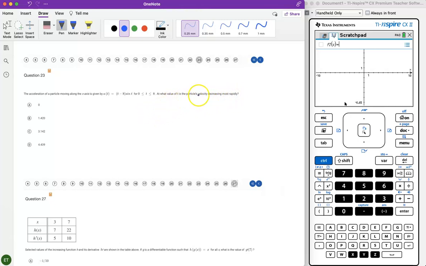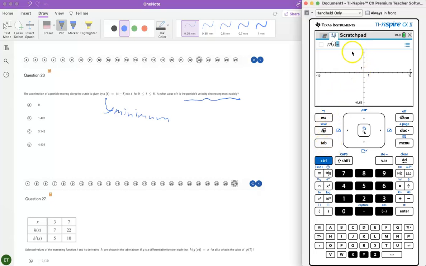Well, let's think about where the particle's velocity is decreasing most rapidly. It would be decreasing most rapidly when acceleration is the least, so we just want to find the minimum of acceleration. This is a calculator active question. We're only looking on the interval 0 to 8. If you're on the TI Inspire here, what we could do is, well, check first. I'm in radians. You can see up there.